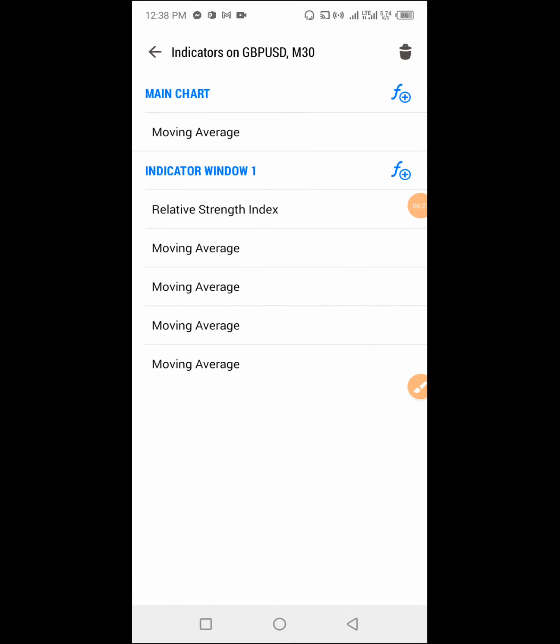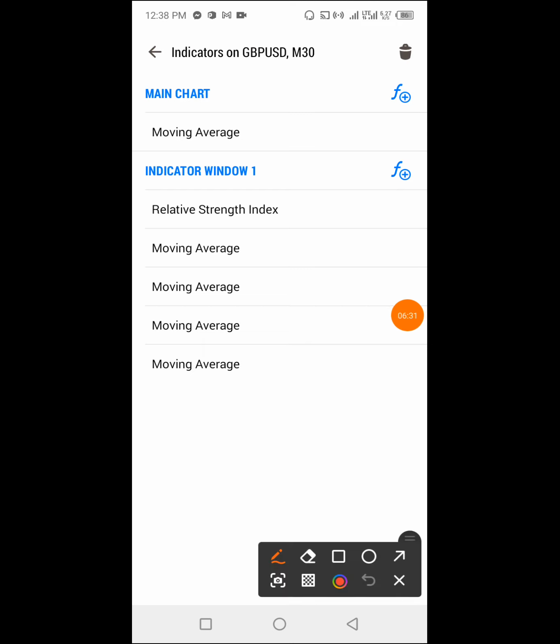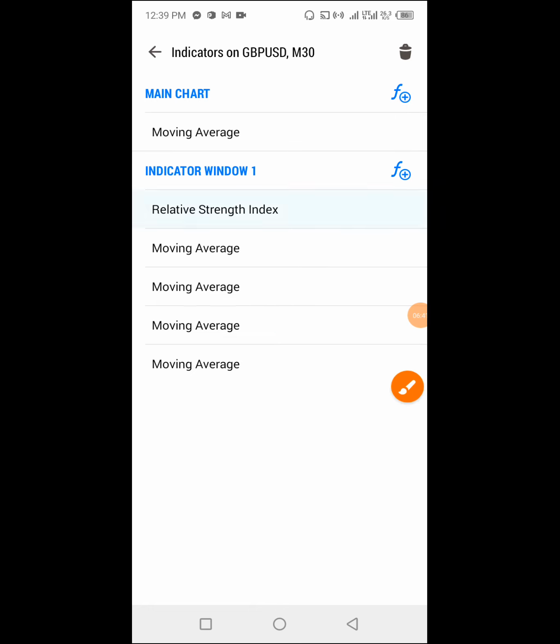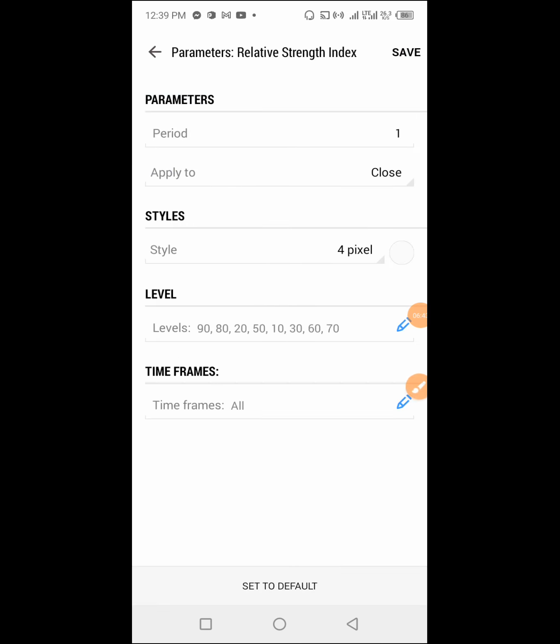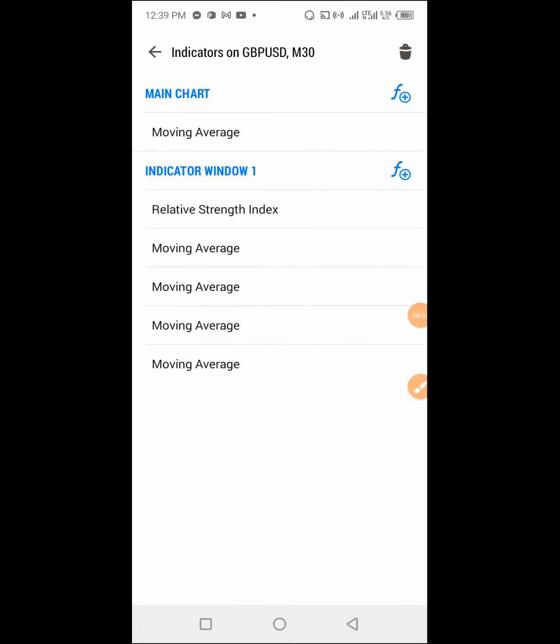So the next one: to add the RSI, you need to click on the main chart. It will take you down to the oscillators. So it is inside the oscillators section that you see Relative Strength Index. Once you click on it, level is 1, period is 1, close. The style should be your background color. Exactly. If your background is black, let your style be black. If your background is white, let your style be white. Then you insert all these levels, and when you are done, you click on save.